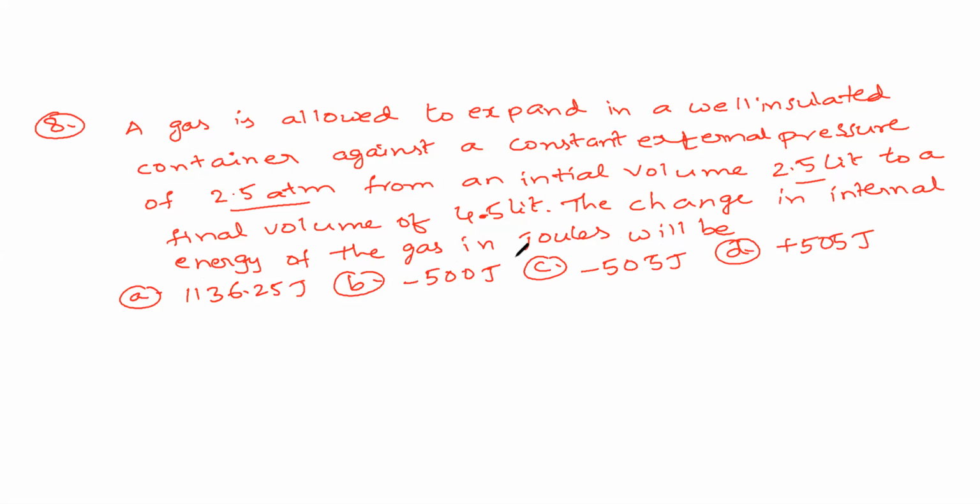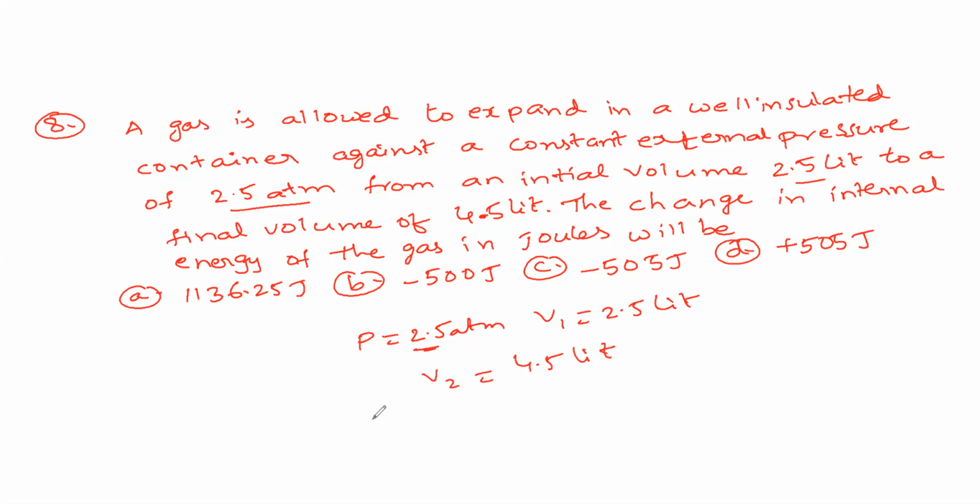Let us take now. Since a gas is allowed to expand in a well insulated container, very insulated means it is an isolated system, against a constant external pressure of 2.5. So pressure is equal to 2.5 atmospheres, and volume V1 is equal to 2.5 liters. V2 is equal to how much? It is 4.5 liters.